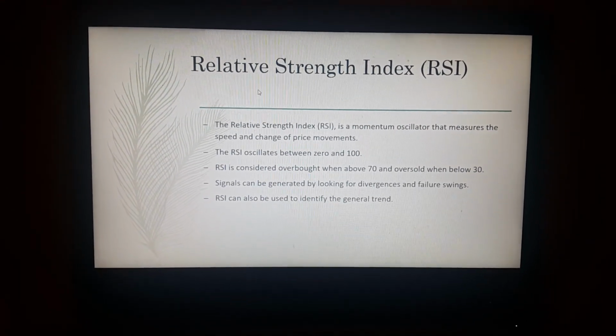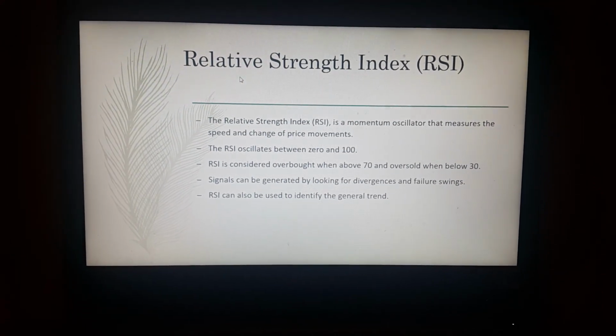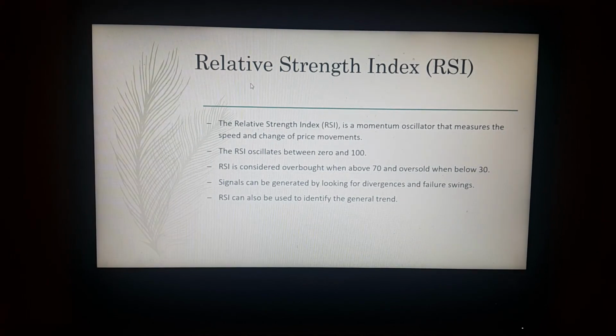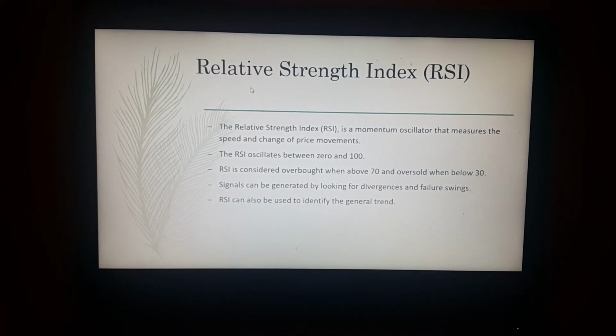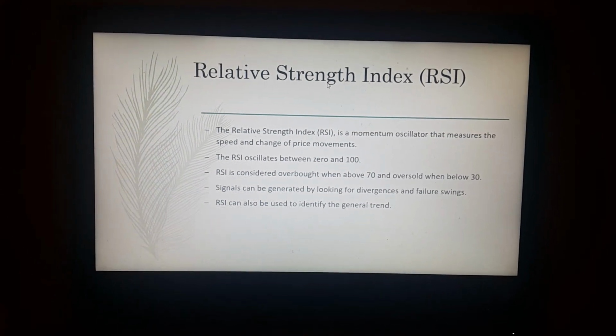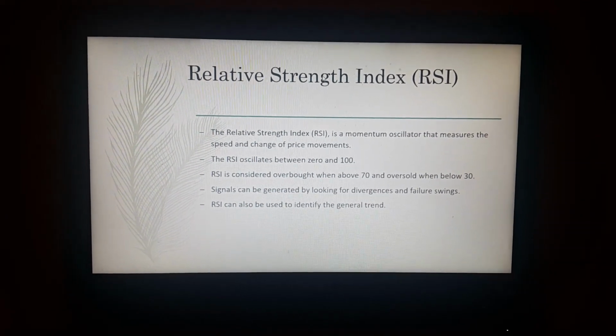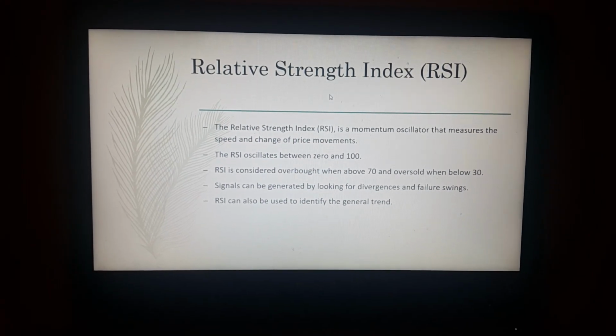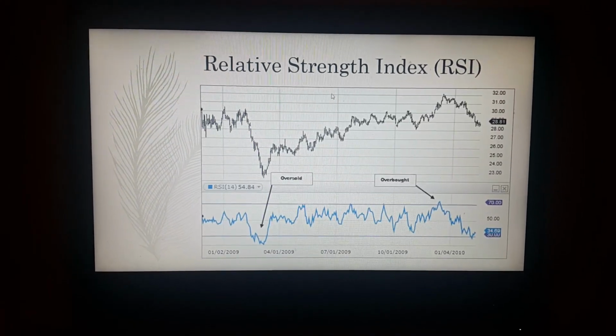Relative Strength Index is a momentum oscillator that measures the speed and change of price movement. The RSI oscillates between 0 and 100. RSI is considered overbought when above 70 and oversold when below 30. Signals can be generated by looking for divergence and failure swings. RSI can also be used to identify the general trend.